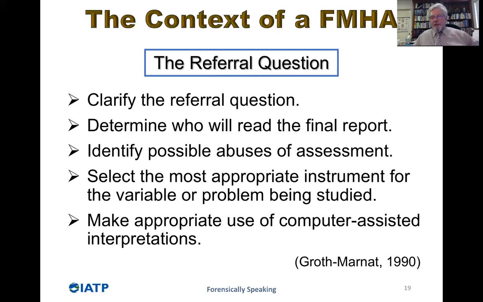Identify possible abuses of the assessment. How could the assessment be used in a negative or a destructive way?